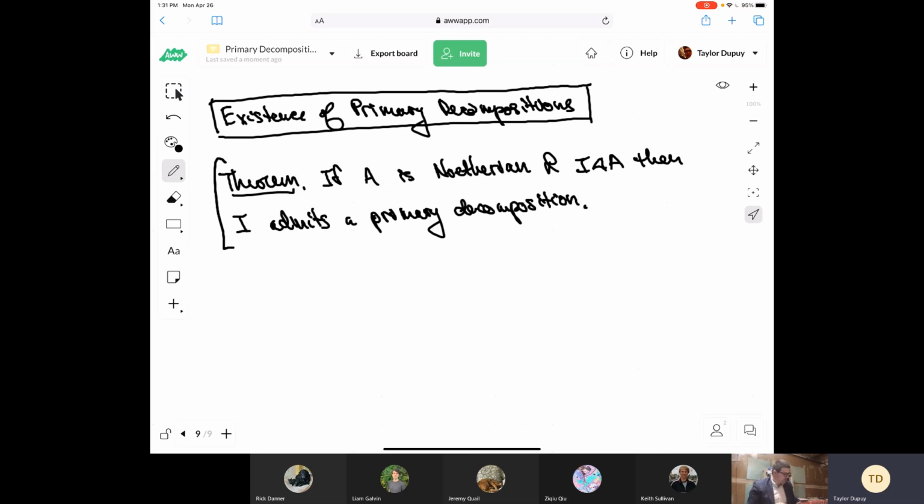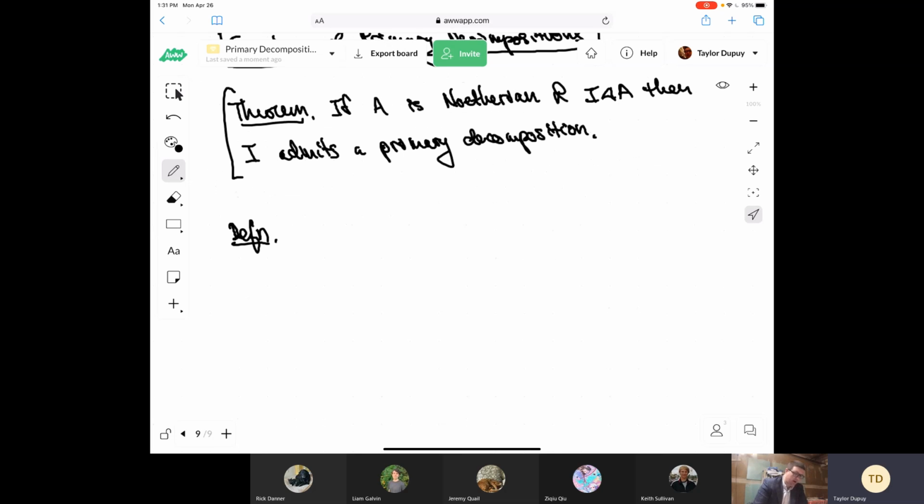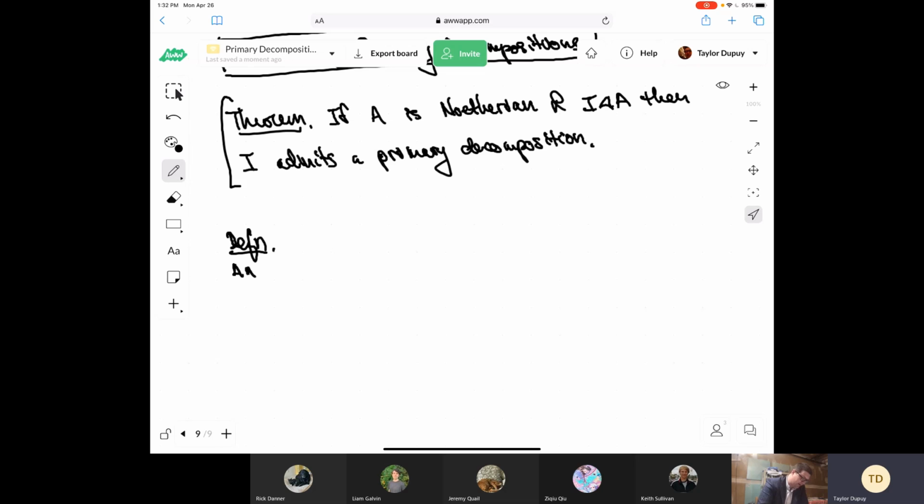Okay, and the trick here is we're going to do something a little bit different. So let me just do a definition here. I'm actually not going to do a primary decomposition. I'm going to do it into what we're going to call irreducible ideals. So let me give you a definition. And irreducible ideals will be primary.